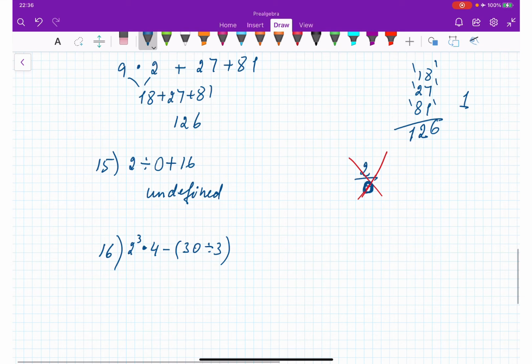Okay, so first operation we are doing cube. 2 to power 3 is going to be 8. 2 times 2 times 2. 2 times 2 is 4. 4 times 2 is 8.